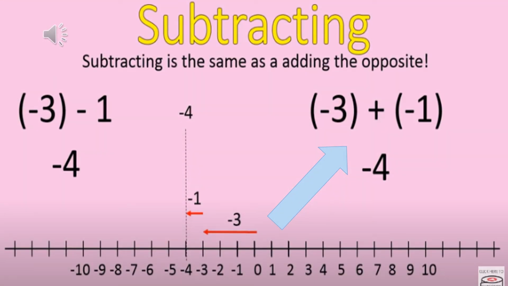The same as the last example. What would happen if you don't have a number line? Well, you apply KCC. In this case, -3 minus 1 becomes -3 plus -1. And your answer is going to be -4.